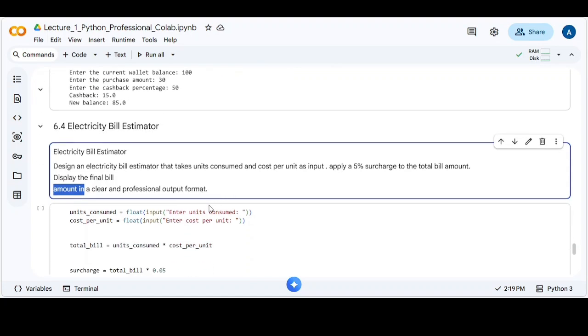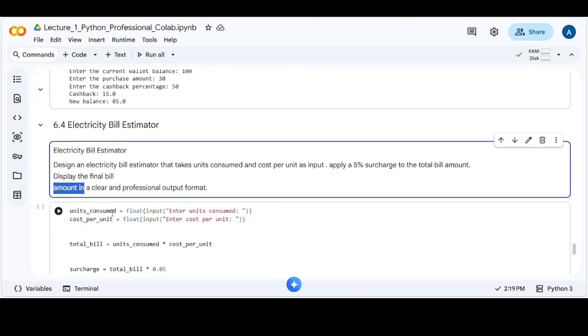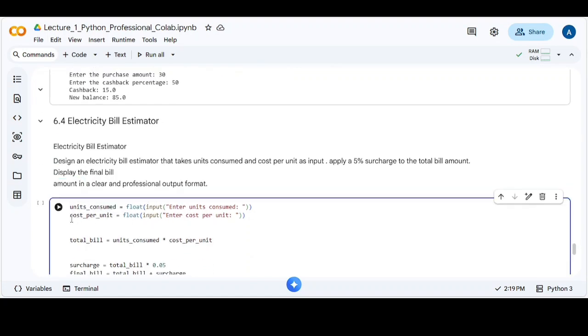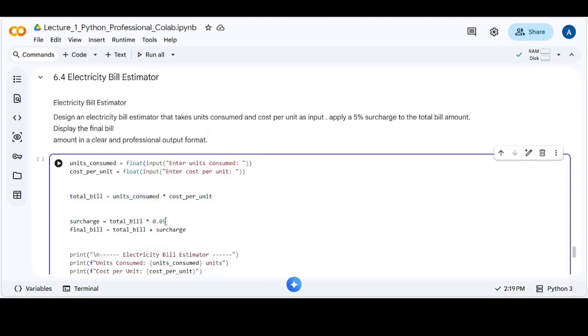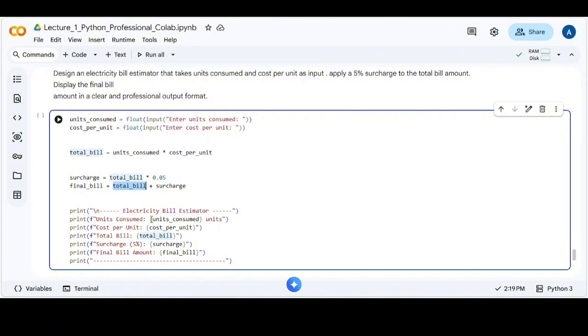So we took units consumed here, and we took cost per unit. We didn't have to take the surcharge as an input because it was 5%, so we can directly multiply the total bill with it. We multiplied units consumed with cost per unit, which gave us the total bill, and then we calculated the surcharge by multiplying the total bill by 0.05. We add it to the total bill, and we can see the total output, in which we see units consumed, cost per unit, total bill, surcharge, and the final bill.